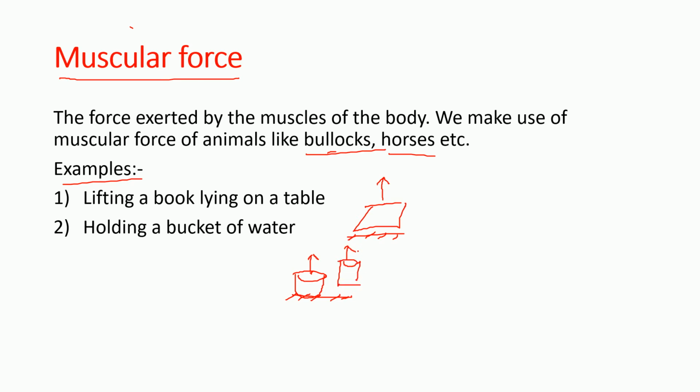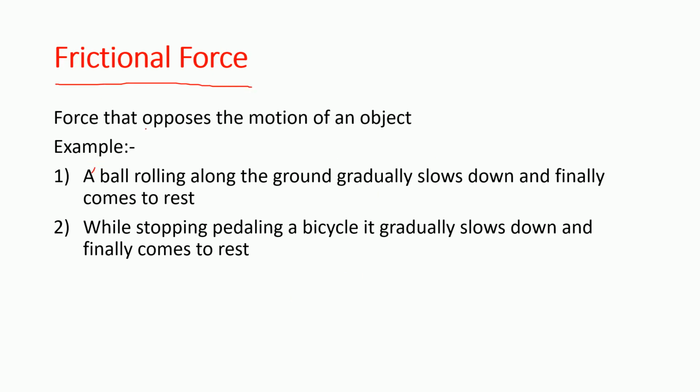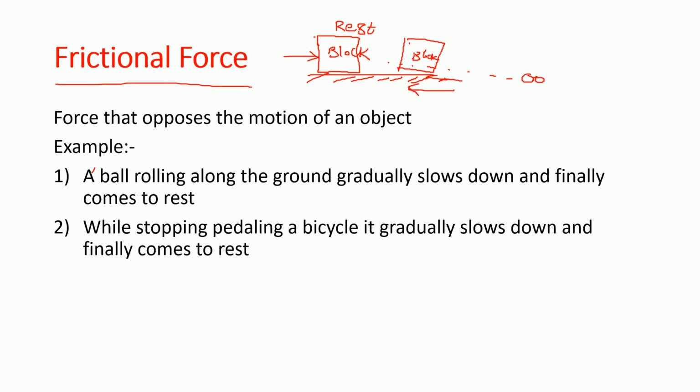Coming to the next force, frictional force. What is meant by frictional force? It can be explained with an example. Initially there is a block lying on the ground, in a rest position. If we apply some force, it should keep going to infinite distance. But when we move this block, it stops at some position. The force from the ground that acts on the block to oppose the motion is known as frictional force.